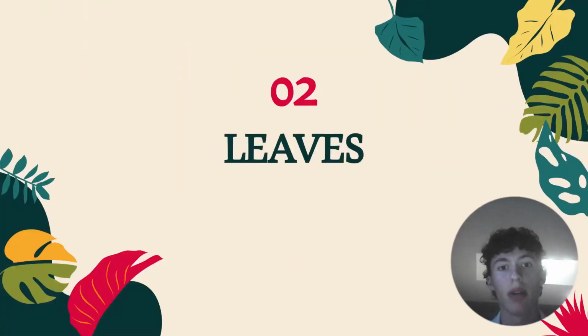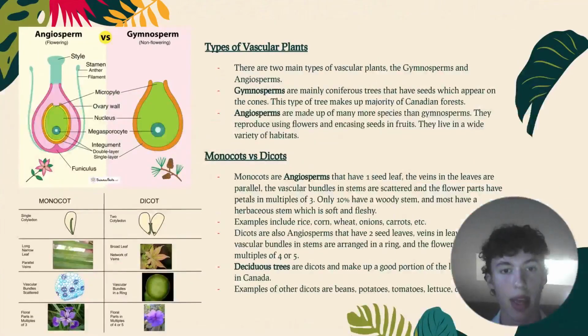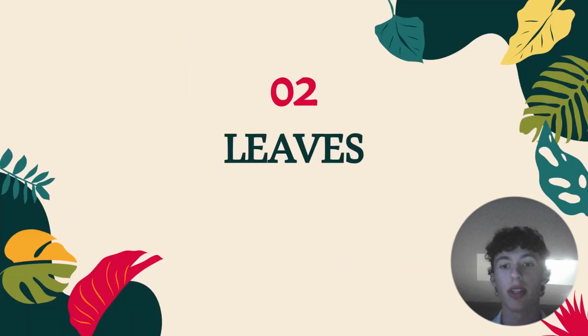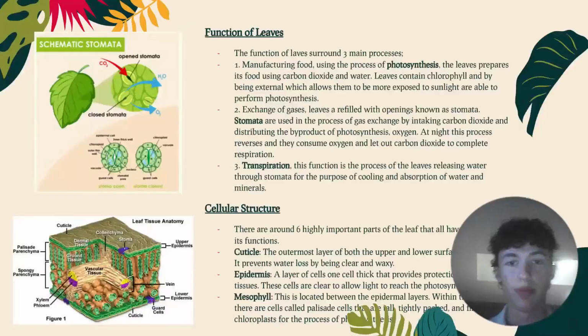Now looking at dicots. Dicots are also angiosperms, but they have 2 seed leaves. Veins in leaves are branched, the vascular bundles in stems are arranged in a ring, and the flowers have petals in multiples of 4 or 5. So this is our second lesson: leaves.